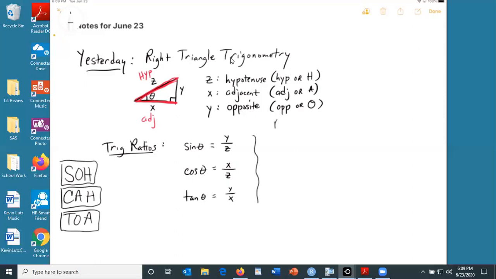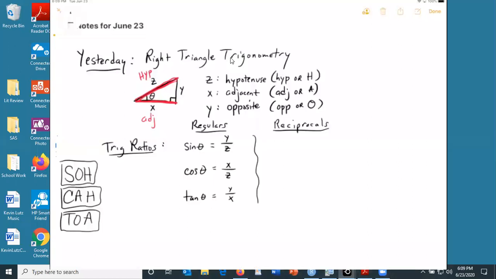And then remember the other three trig ratios are the reciprocals of what we just wrote. So we have reciprocals, and I guess we could call these the regulars. Sine, cosine, and tangent are commonly used, so they're the regular trig ratios. And then the other three are the reciprocals. So the reciprocal of sine would be Z over Y, Z over X for cosine, and X over Y for tangent.